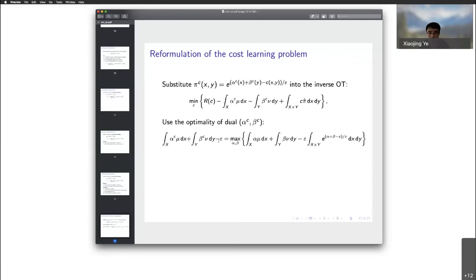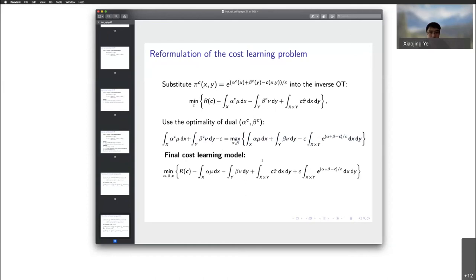So when you get the optimal dual solution, alpha c and beta c, this part will be just equal to the maximum of the dual problem. And then you can see the matching between these two terms and these two terms, so you can substitute this by this plus epsilon. You can put this back, and what you end up with is this cost learning model that we propose. This is just the regularization, and this is the two linear functions in alpha and beta. This is a linear function in terms of the cost function C. And finally, this is the common term from the dual form, just inherited from there.